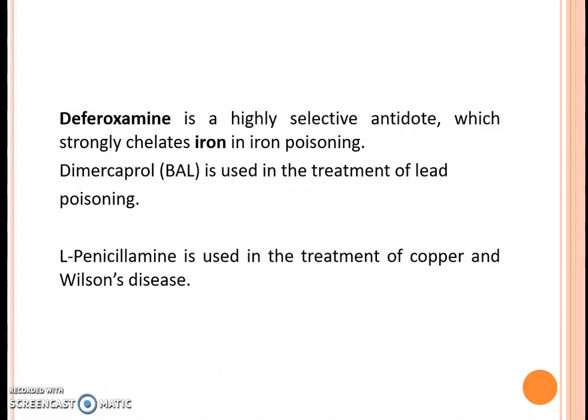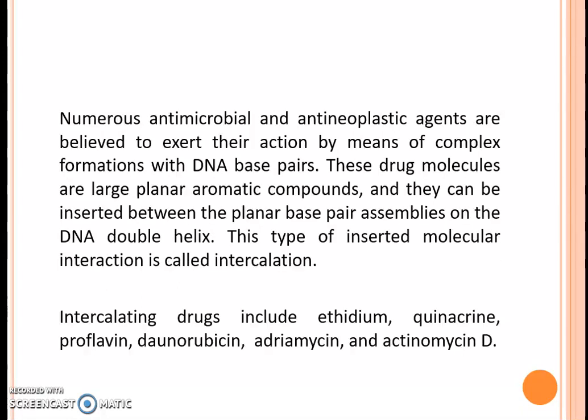Deferoxamine is a highly selective antidote which strongly chelates iron in iron poisoning. Dimercaprol, also known as British anti-Lewisite, is used in the treatment of lead poisoning. L-penicillamine is used in the treatment of copper poisoning and Wilson's disease. So these are the applications of the complexation of drugs.